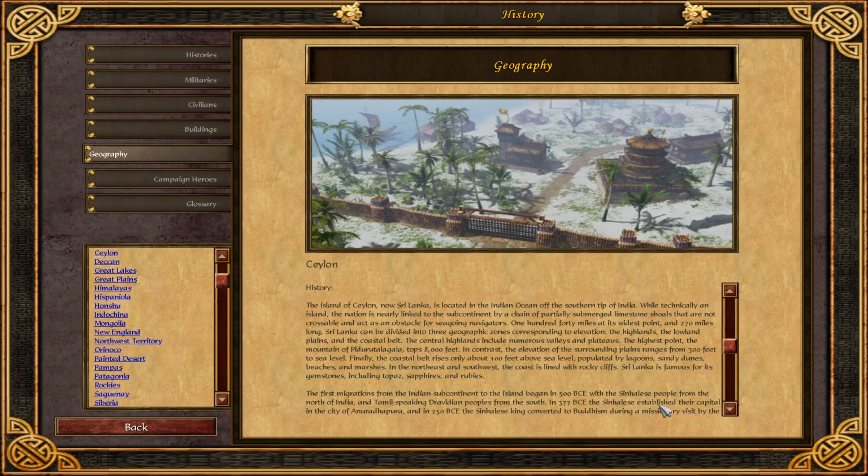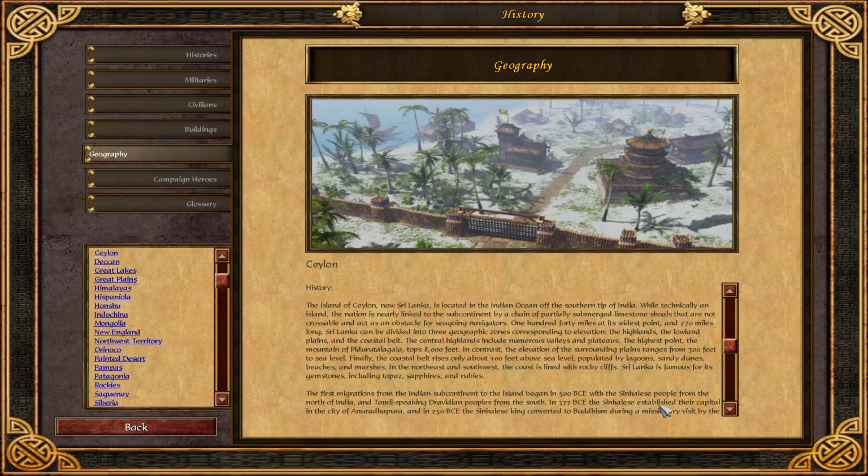140 miles at its widest point and 270 miles long, Sri Lanka can be divided into 3 geographic zones corresponding to elevation: the highlands, the lowland plains, and the coastal belt. The central highlands include numerous valleys and plateaus. The highest point, the mountain of Pidurutalagala, tops 8,000 feet. In contrast, the elevation surrounding the plain ranges from 300 feet to sea level.